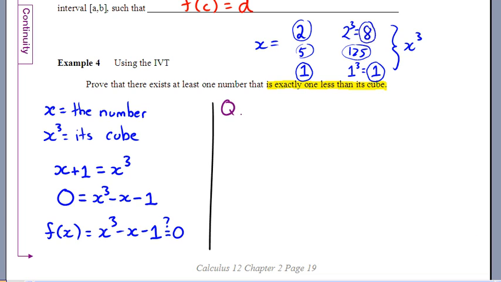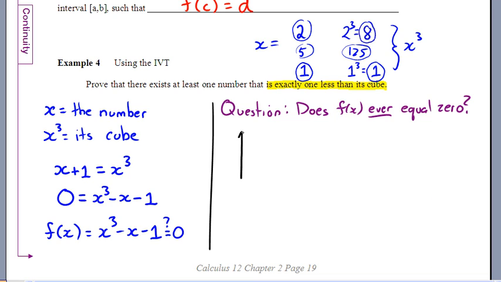Okay, so here's what I'm wondering, kind of in math court. Does f of x ever equal 0? Because if it does, then there is an answer. Okay, well, let's see if we can prove that it's going to have an answer without even finding the answer. That's the weirdest thing. I'm going to prove it has an answer without even finding the answer. And I'm not going to do a lot of graphing.